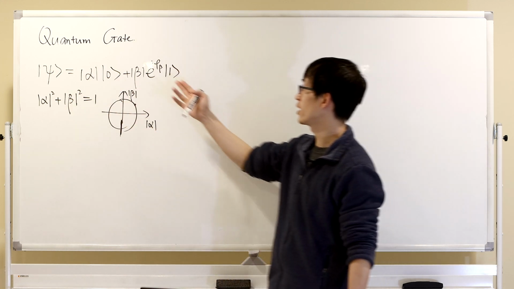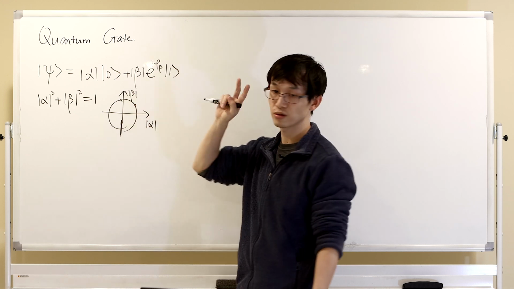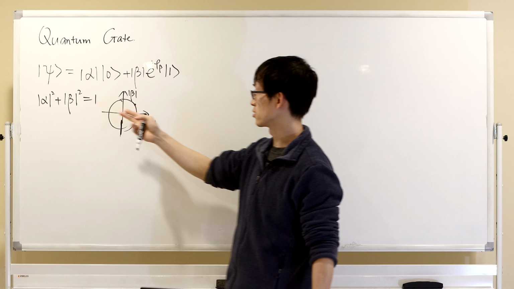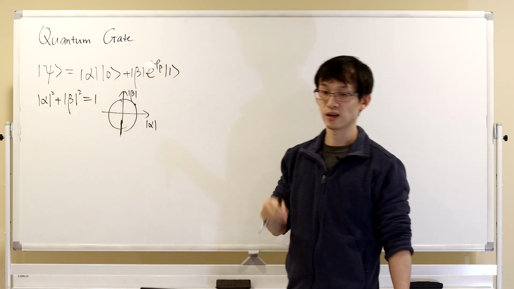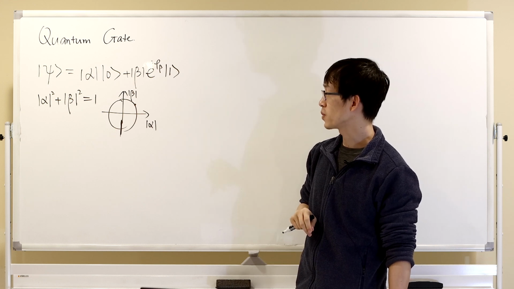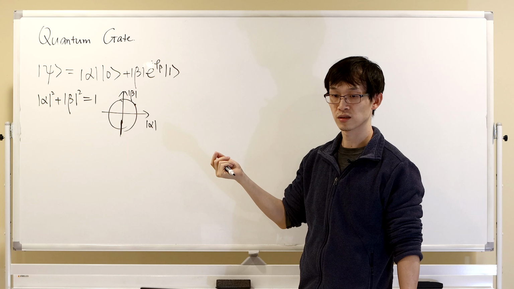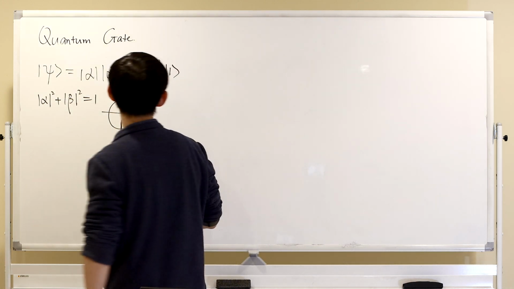Now, if we add in the phase term here, you can imagine there are 3 parameters, but there's 1 constraint. So naturally, what you can expect is that this is no longer a circle, but it becomes a sphere in 3-dimensional space.